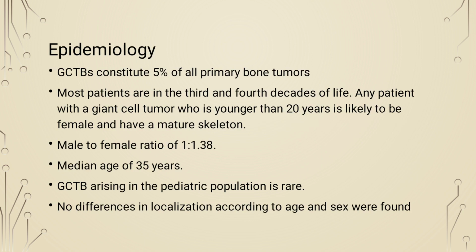Epidemiology: giant cell tumor of bone constitutes 5% of all primary bone tumors. Most patients are in the third and fourth decade of life, and it is usually seen in younger individuals, and those who are less than 20 years will have a mature skeleton. Most of them are likely to be female. The male to female ratio shows a slight female predominance, that is 1 to 1.38. Median age of presentation is 35 years.